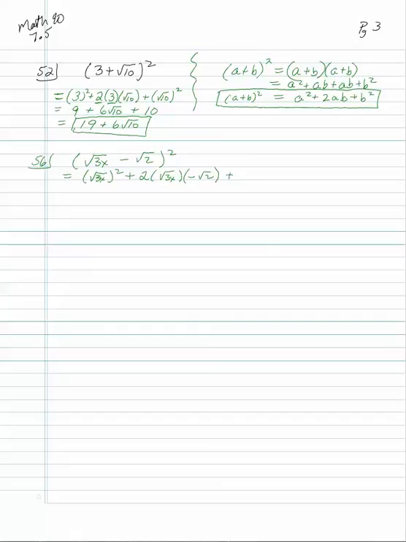And then the second term squared. So we're going to get 3x minus 2 square root of 6x. Square root of 2 times square root of 2 is just 2. And there's no like terms to combine, so that's our final answer there. And that's square root of 6x. All right.